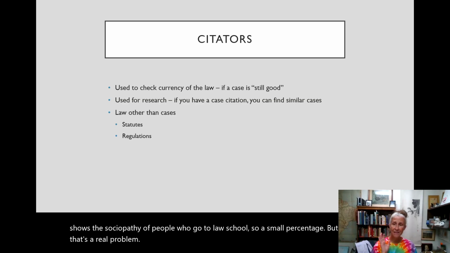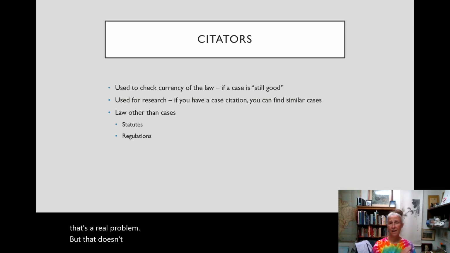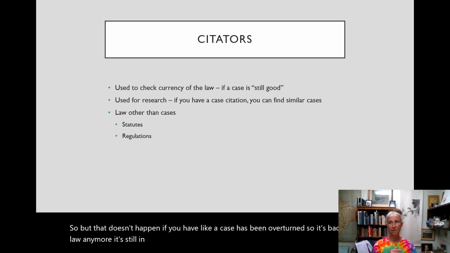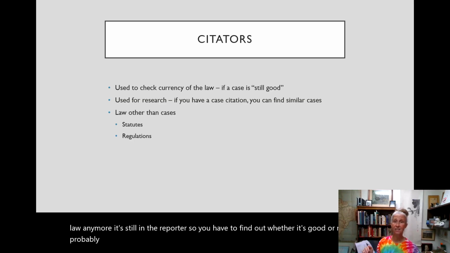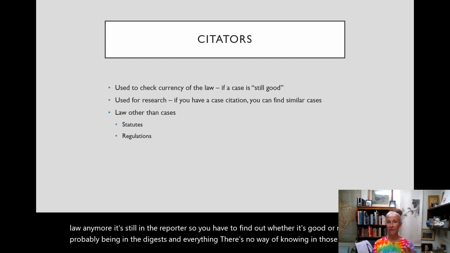So anyway, that doesn't happen if you have a case that's been overturned. So it's bad law. It's not law anymore. It's still in the reporter, so you have to find out whether it's good or not. It's still probably being printed in the digest and everything. There's no way of knowing in those print sources without looking at a citator.